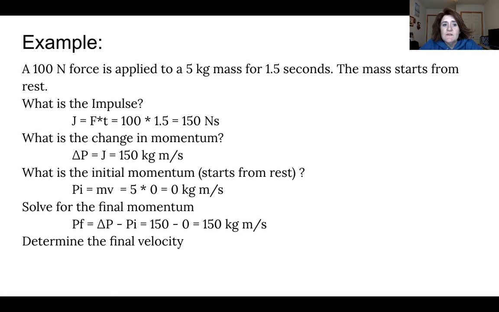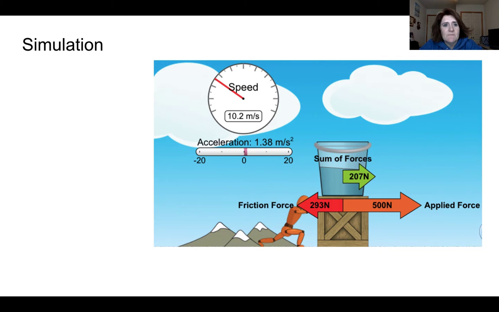What would the final velocity then be? Final velocity would be momentum divided by mass, which is 150 divided by 5, or 30 meters per second. Lots of things that you can find from one set of information.